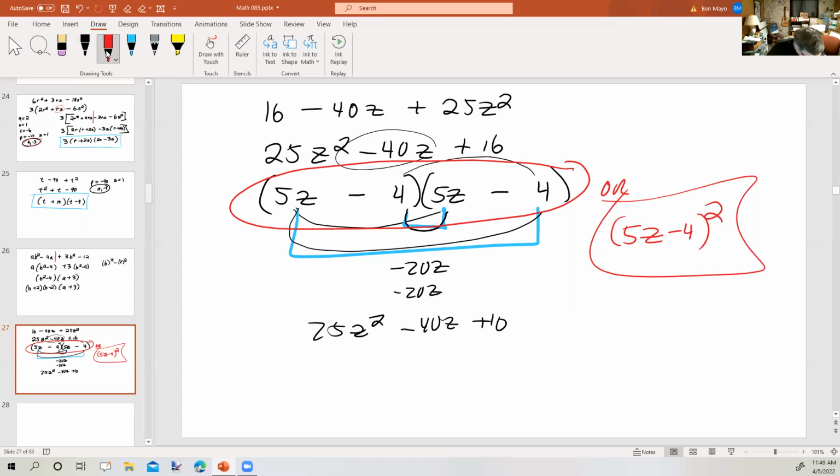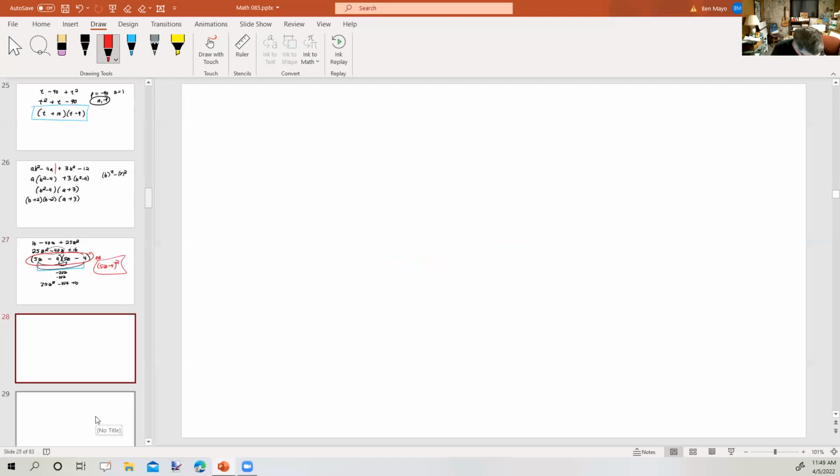Let's see here. How about this one? Negative 20m cubed minus 100m squared minus 125m.